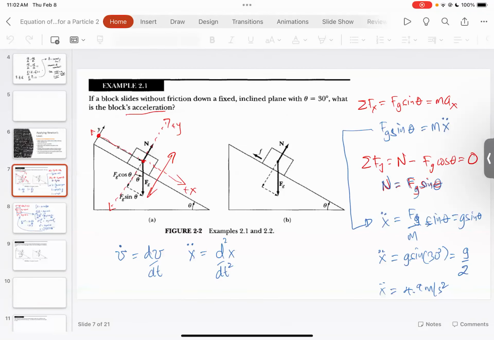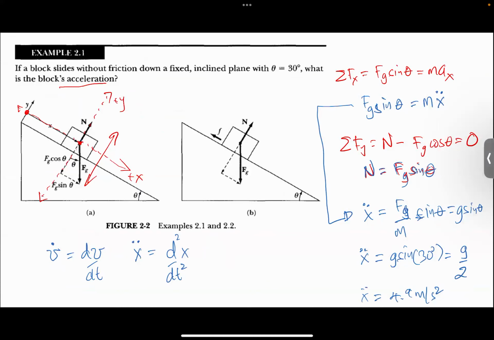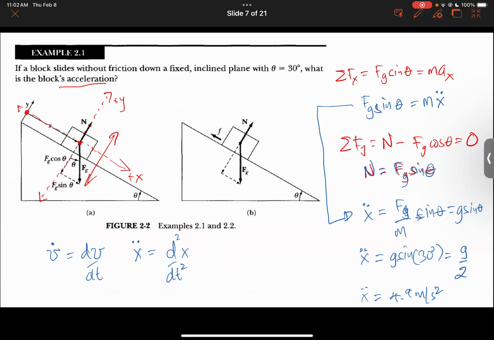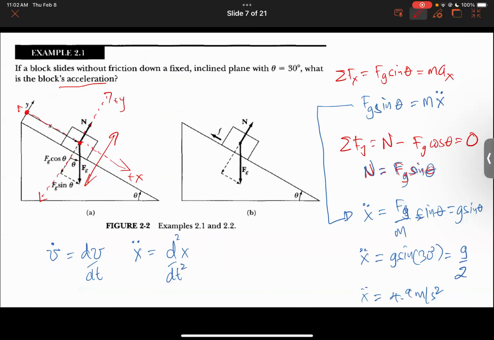Okay, except na in this case, we used a new notation. Ang notation na ito is in the form of this, the dot at saka double dot notation, which implies na pag may dot or may double dot, first derivative or second derivative with respect to time.